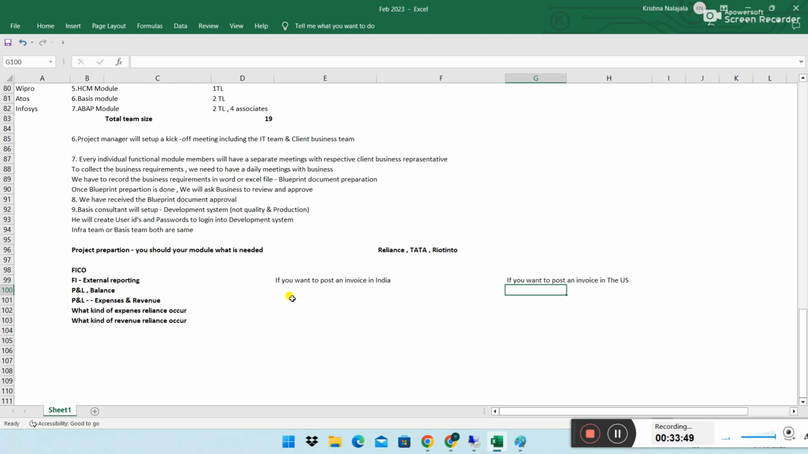Let's talk about if you want to post an invoice in India. Invoice, in a sense, can be expenses, revenue, asset procurement, asset selling, a loan taken, anything. For now, let's understand expenses. With your experience, have you ever seen any business invoice copy?